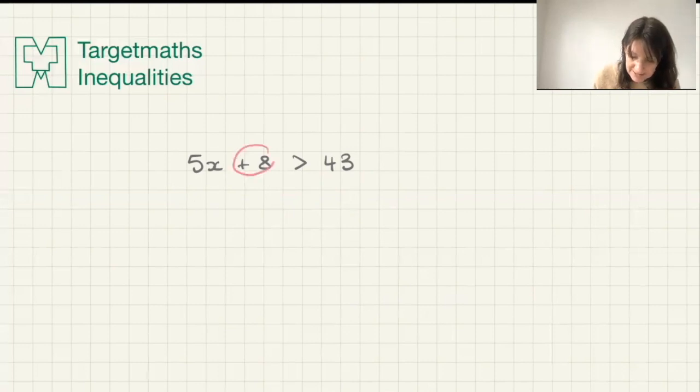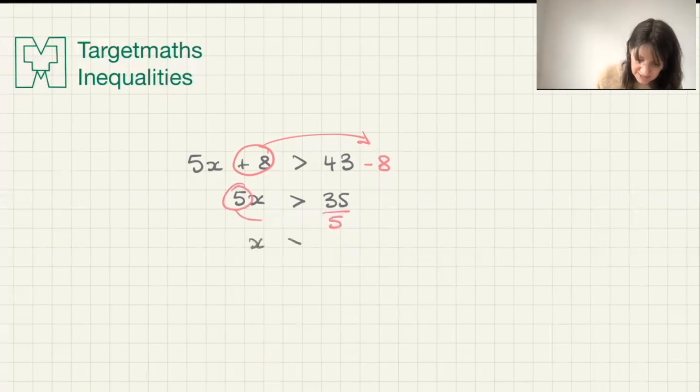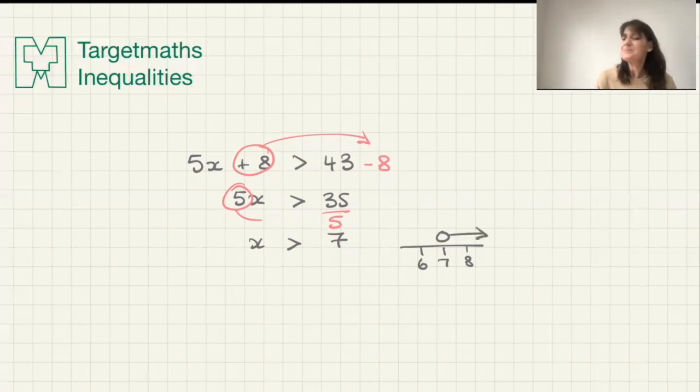Okay, so the last thing I see is plus 8, so that's going to be minus 8. 5x is left, and 43 take away 8 is 35. And then I'm going to divide through by that 5. And I've got x is greater than 7. So on my number line, 7, it's going to be an open circle and it's going to be pointing that way.